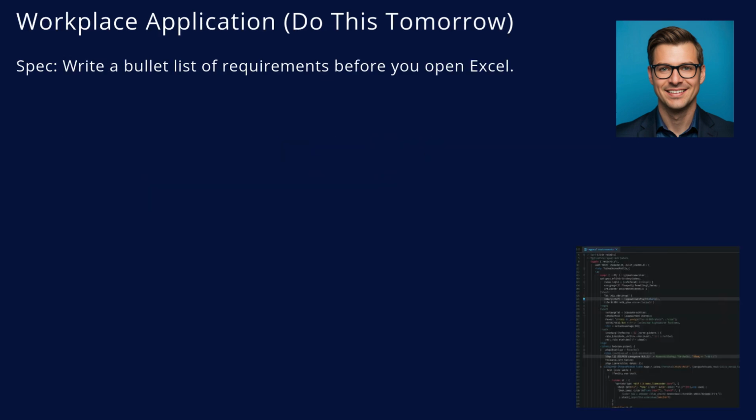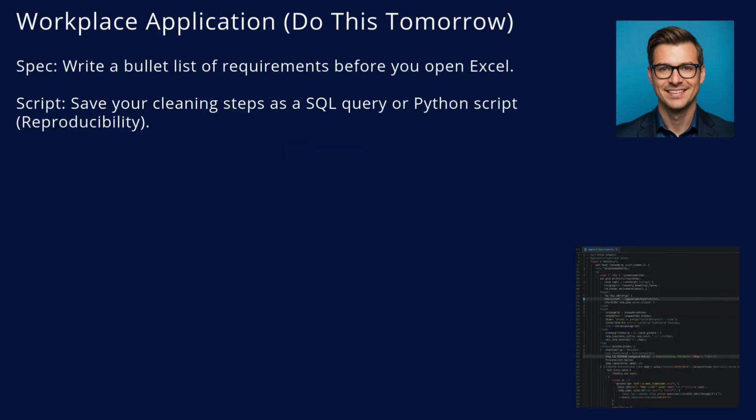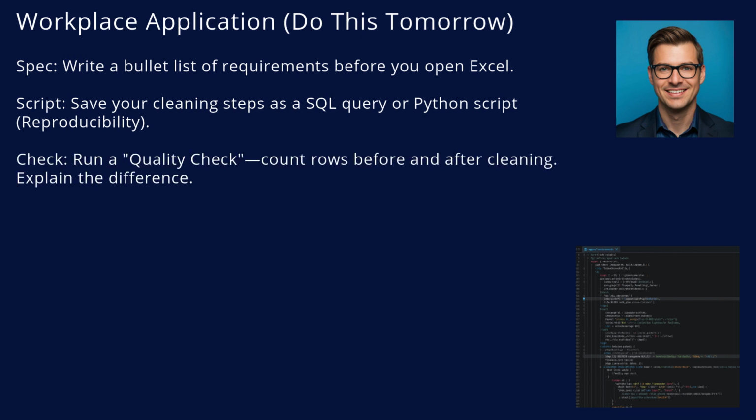Here is how to apply this tomorrow. Tech: write down your requirements before you start. Script: save your cleaning steps as a code script so you can run it again. Check: count the rows before and after. I started with 1000, removed 50 duplicates, ended with 950. Take screenshots of this script and check your evidence.